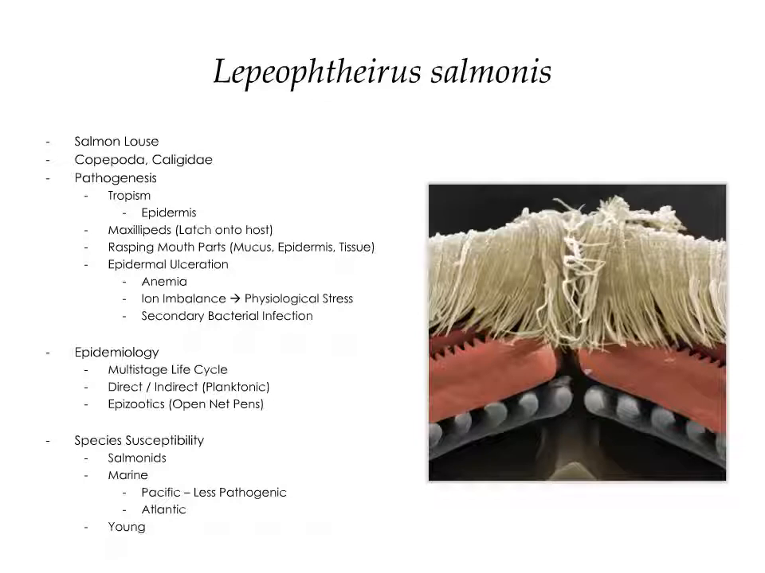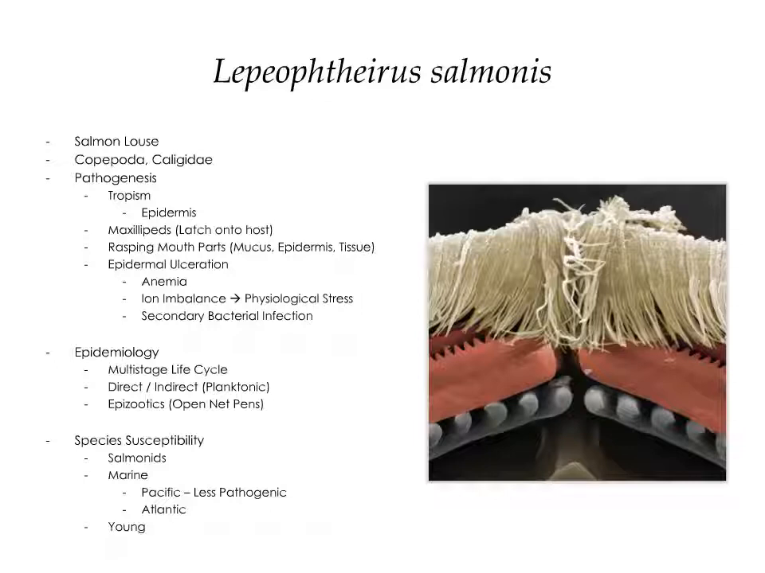epidermis, and tissue. This pattern of feeding can result in epidermal ulceration, which can lead to anemia, ionic imbalances, and secondary bacterial infection. It's worth noting that the Pacific salmon louse is less pathogenic than the Atlantic salmon louse, even though they're the same species.